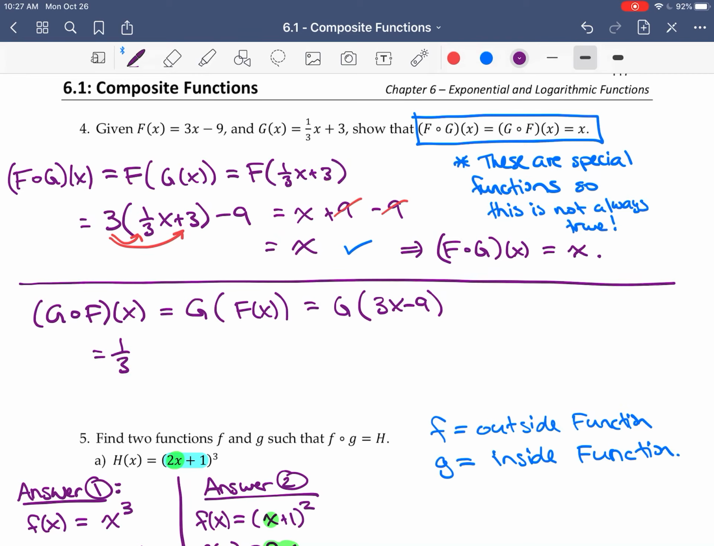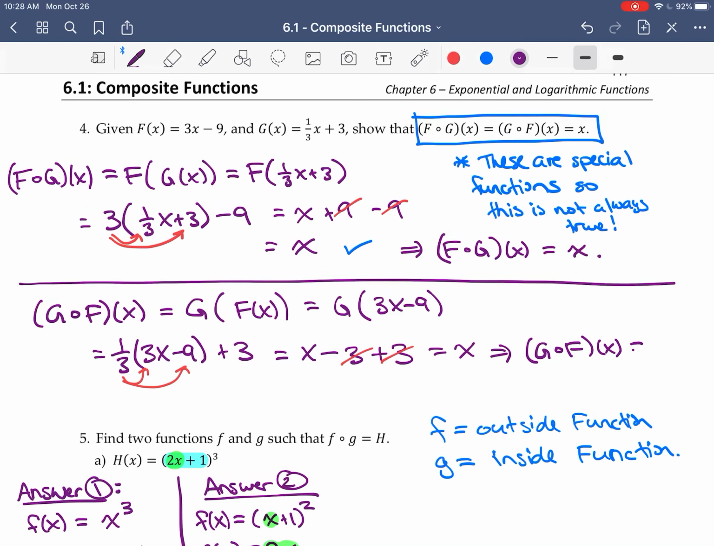So I have 1/3 times x, so that therefore it's times 3x minus 9. And then plus 3. Now this 1/3 has to factor through. So I get 1/3 times 3x is just x, minus 9 times 1/3 is 3. So I have x minus 3 plus 3. Those go away, and I get just x. So again, here we got g composed with f of x also equal to x, which is what we wanted.